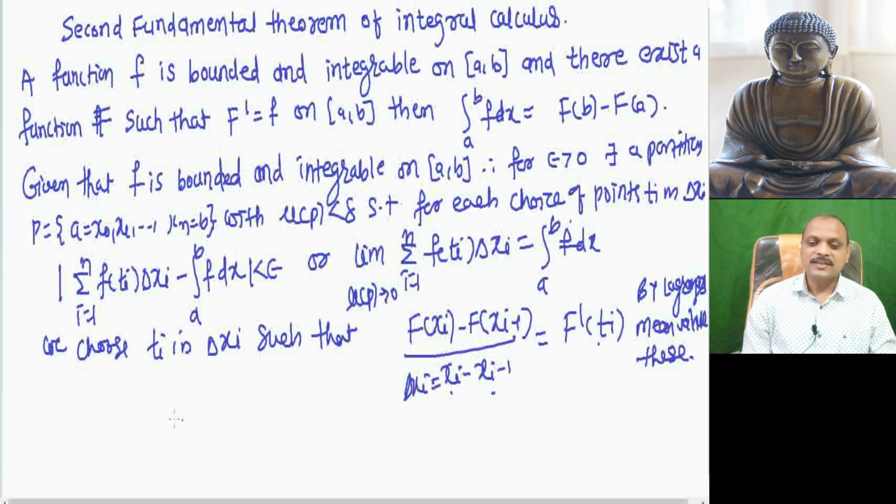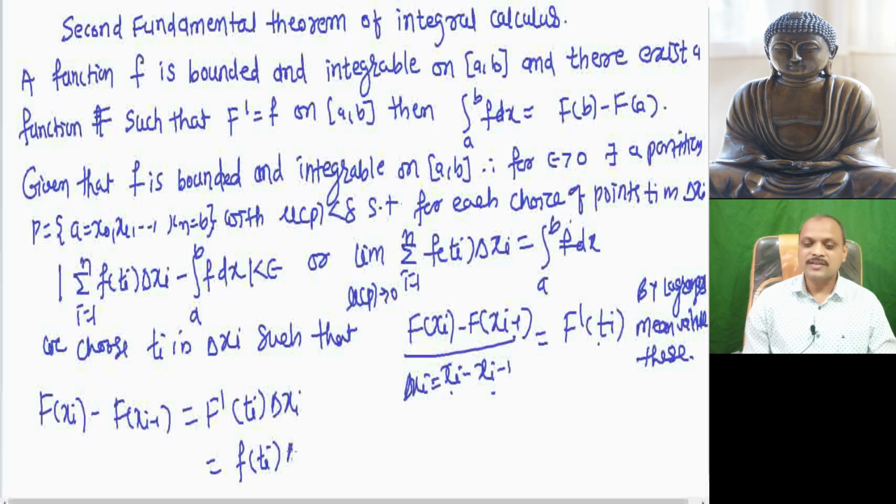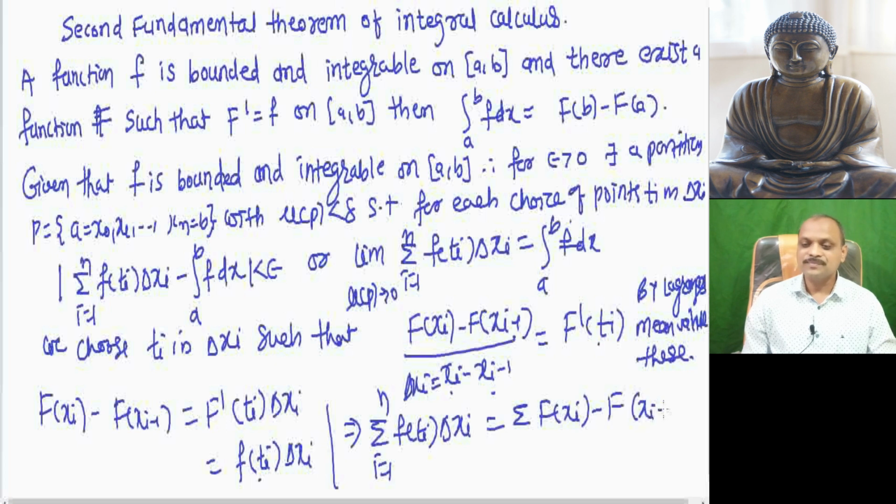Okay, so we write this as F of xi minus F of xi minus 1 equals F dash of ti into delta xi. What is capital F dash? Capital F dash equals small f. So this is equal to f of ti into delta xi. This implies that the summation of f of ti into delta xi, i equal to 1 to n, equals the summation of F of xi minus F of xi minus 1, i equal to 1 to n.